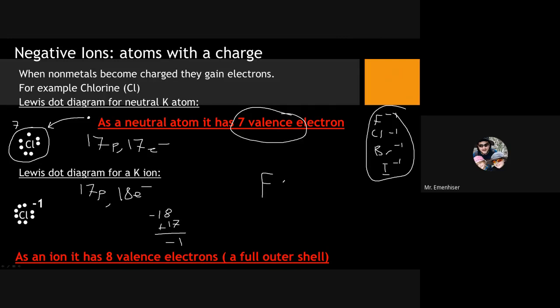So fluorine will look like this. 8 dots completely surrounding the ion and a -1 charge. So that's what they're going to do every single time, every nonmetal.